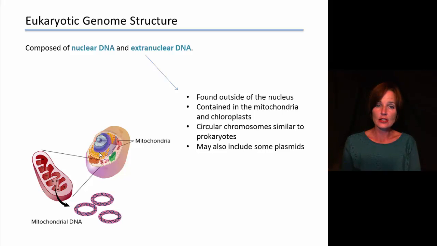So we do find DNA in those compartments. It's similar to what we find in prokaryotes. It's a circular chromosome. We may also, in some cases, have some plasmids included in the mitochondria and the chloroplast. You can see here a picture of the mitochondria, and inside the very internal compartment of the mitochondria, you've got circles of DNA there.